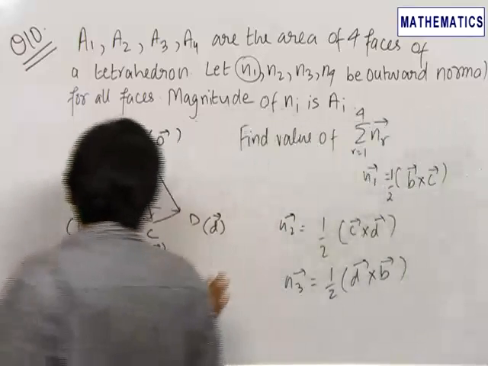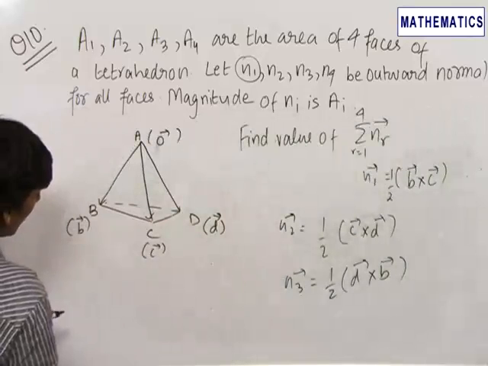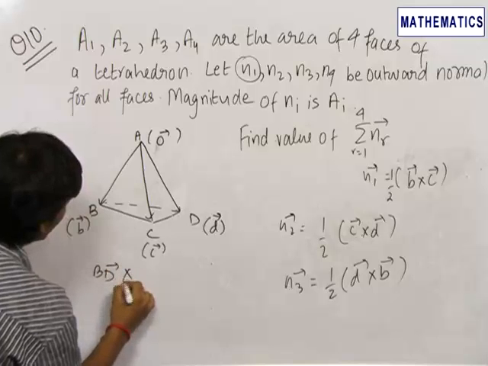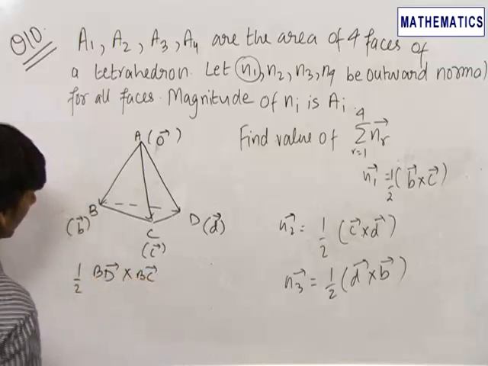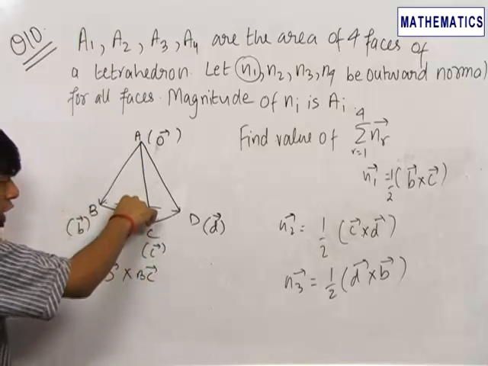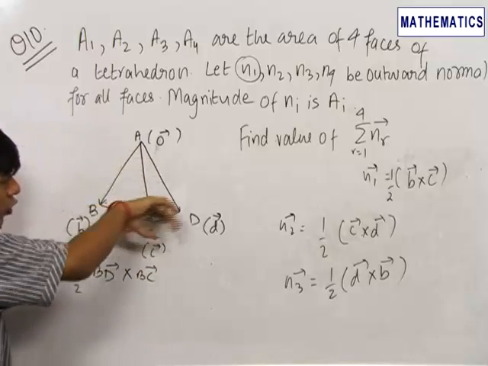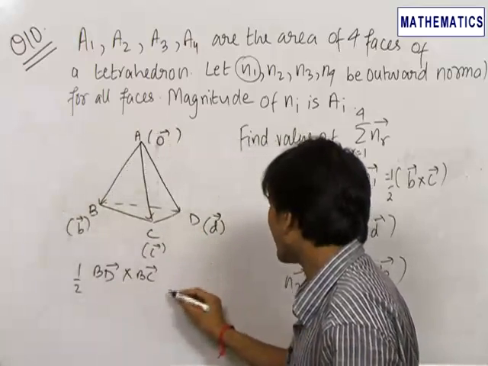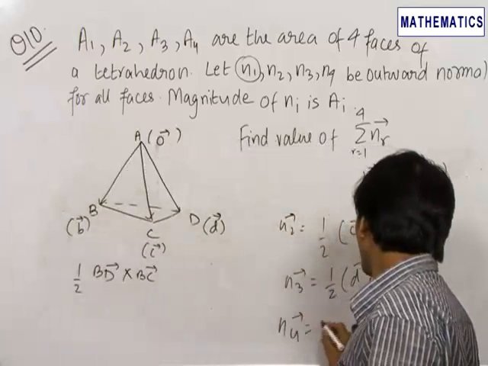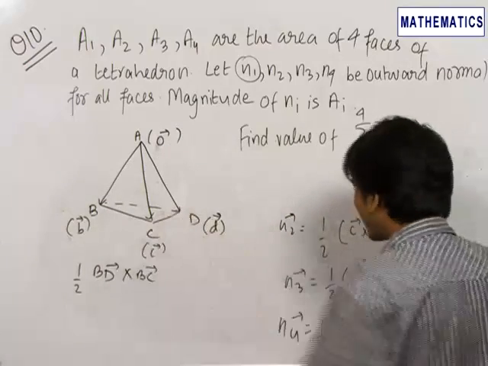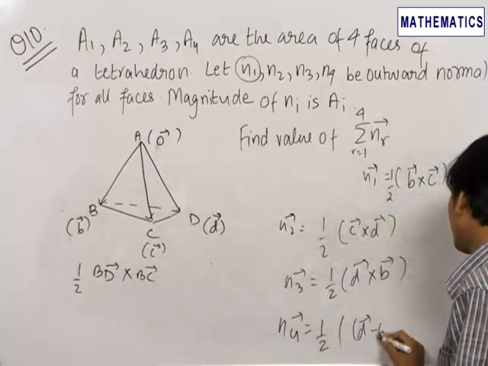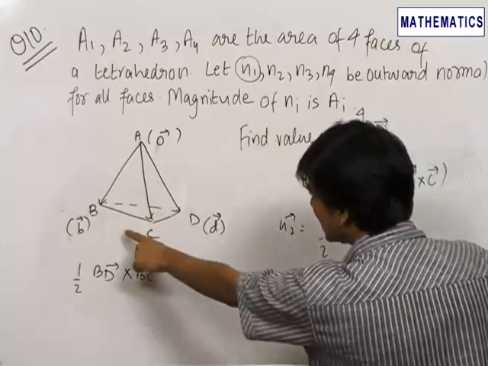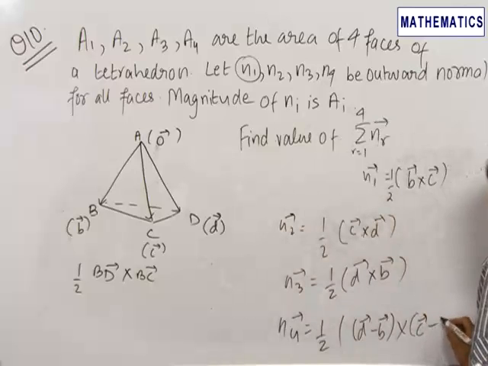Now for the face which is below, we can find out BD vector cross BC vector. This is because we need an outward normal which is coming downwards, therefore we will have to do BD vector cross BC vector to get it in the downward direction. Now BD vector can be written as D vector minus B vector, therefore N4 vector will be equal to half of D vector minus B vector cross BC vector, that is C vector minus B vector.